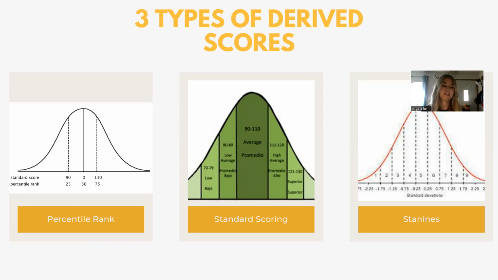So to read a percentile rank, for example, a student scoring in the 25th percentile scored as well or better than 25% of students in the norm group.